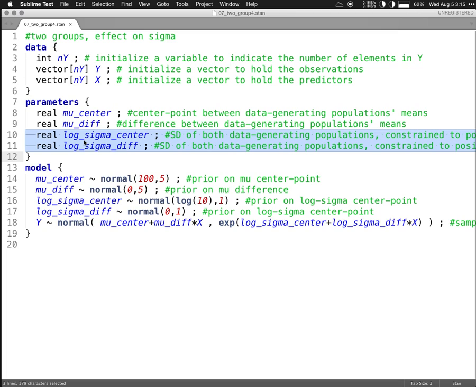So first of all, why log? Well, if I want to talk about there being a difference between the two groups, I never want that difference to be such that one group is 1 and the other group is -1. So if you want to implement some sort of center difference parameterization on the sigmas, you need to do the difference on the log scale, and then when you exponentiate that, it's always positive, because you always want your standard deviations to be positive.